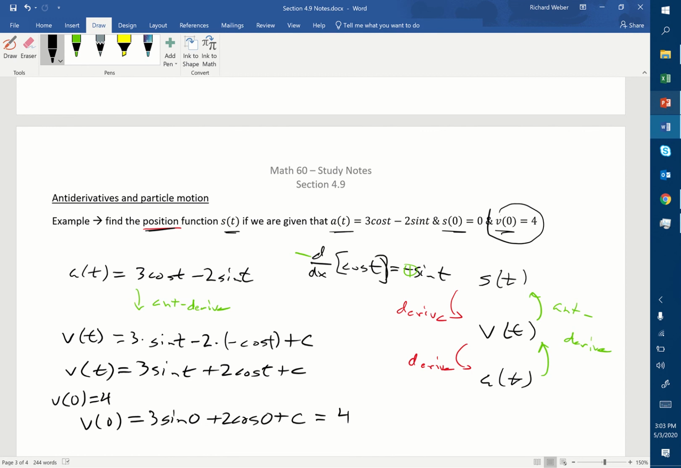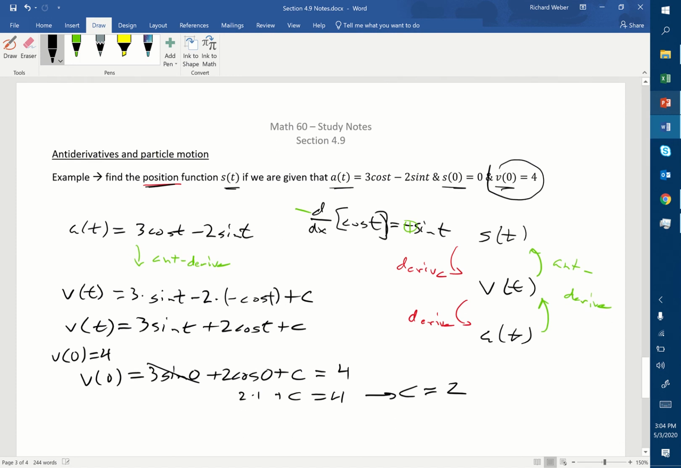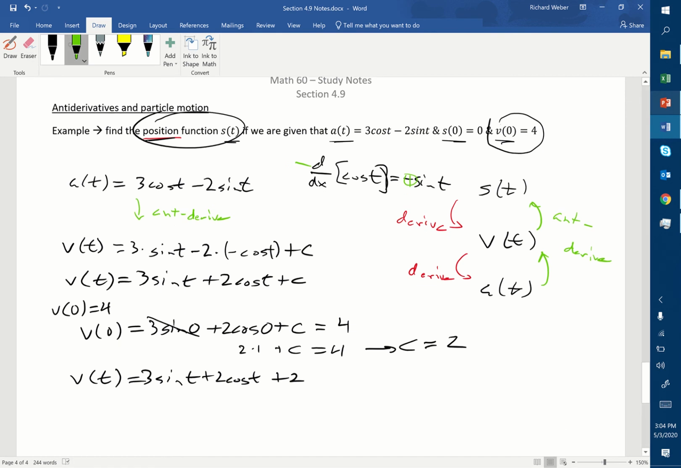Now you've got to know your trig. Well, sine of 0 is 0, but cosine of 0 is 1. So we get 2 times 1 plus c is 4. So that tells us, guess what c is? It's 2. And so do yourself a favor and rewrite velocity. The velocity is now 3 sine plus 2 cosine, right? And then what else? Plus 2. Now you're ready to go to the next level. Let's go to the position function that they ask us to find. Okay, what do we do? We anti-derive again.